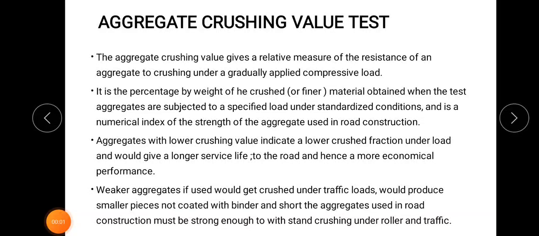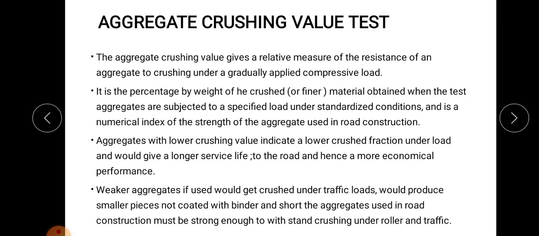Good morning, students. So the next experiment on road aggregate is the experiment to find the aggregate crushing value. Okay. So what is meant by aggregate crushing value? Aggregate crushing value gives a relative measure of the resistance of an aggregate to crushing under a gradually applied compressive load.